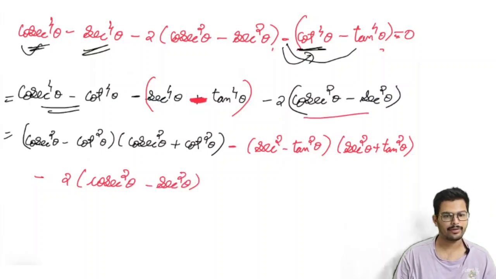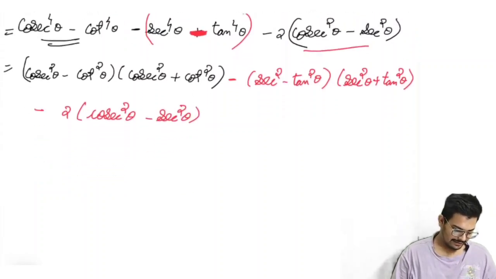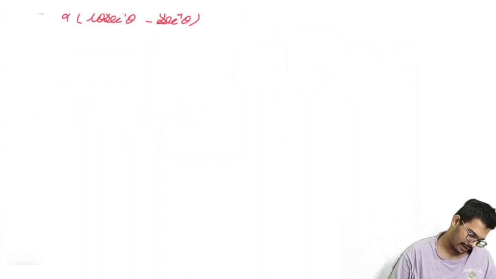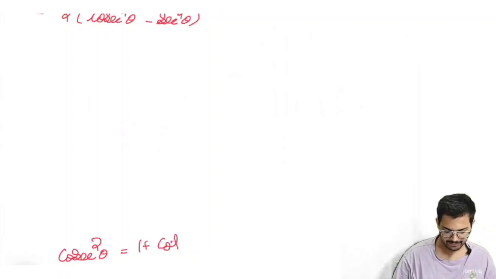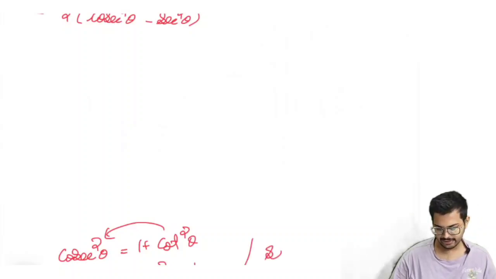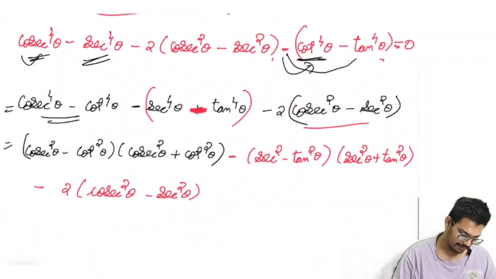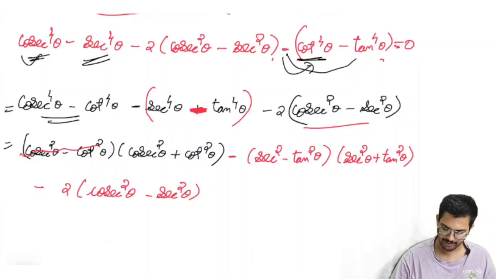I've written the remaining. Now what is cosec^2 θ − cot^2 θ? Cosec^2 θ equals 1 plus cot^2 θ. That is, cosec^2 θ − cot^2 θ equals 1. Similarly, sec^2 θ − tan^2 θ equals 1. Therefore, the term cosec^2 θ − cot^2 θ becomes 1 and sec^2 θ − tan^2 θ equals 1.